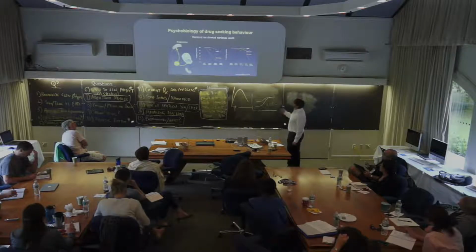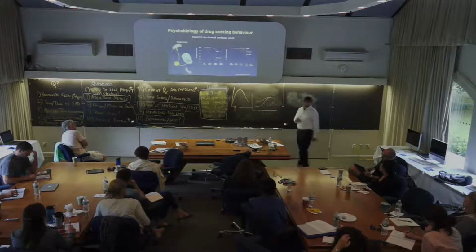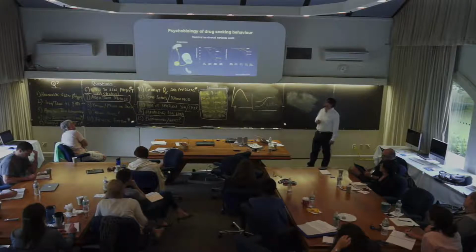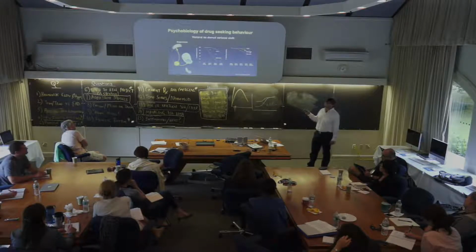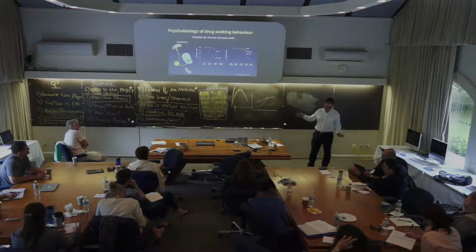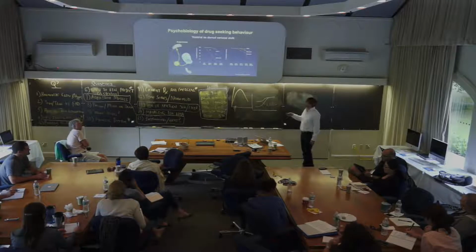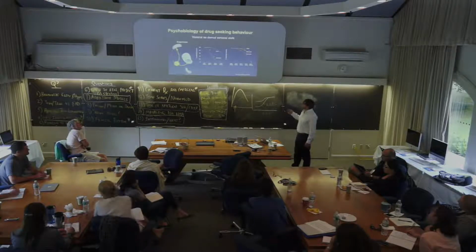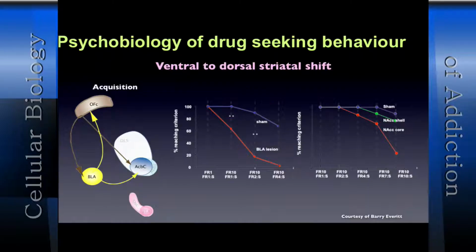So you need the Pavlovian component and the basolateral nucleus of the amygdala to acquire cue-controlled drug-seeking behavior. Okay? And you also need an intact core of the nucleus accumbens to acquire cue-controlled drug-seeking behavior, not the shell. The shell is necessary for the acquisition of self-administration, fair enough, but not for the development of cue-controlled drug-seeking behavior. And we know that the BLA and the core interact massively.